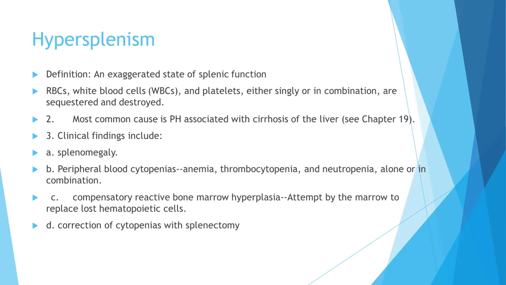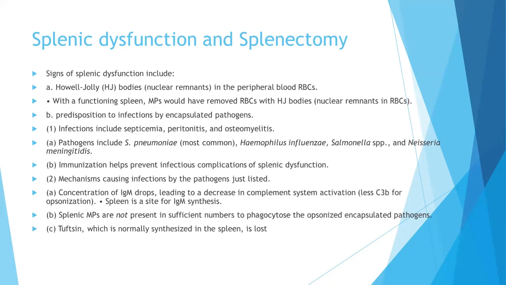So always remember, a question is often asked like: when the patient has undergone splenectomy for some reason, what is he at risk of? So he's at risk of developing pneumonia due to encapsulated organisms like Streptococcus pneumoniae and others. So we need to vaccinate these people against those organisms.